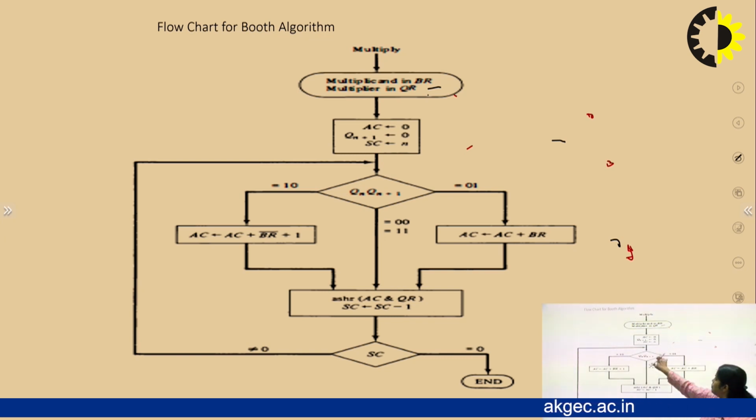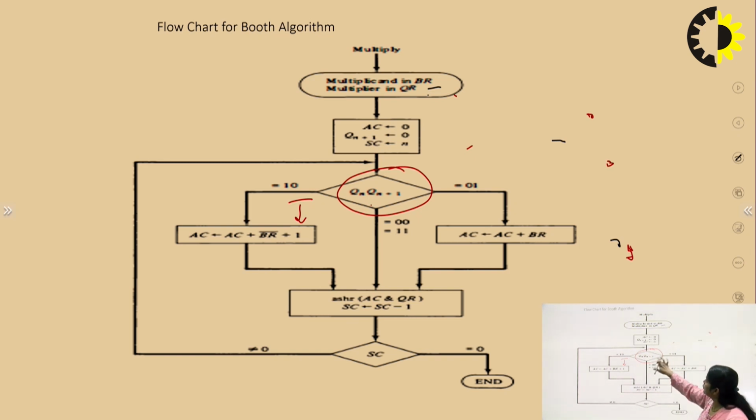Now, this is the main part, Qn and Qn minus 1. Qn is the last bit of the multiplier, that is, the QR register holds the last bit, and Qn minus 1 initially we consider as a 0. Whenever it is 1 0, you have to apply this operation. Whenever Qn and Qn minus 1 have 0 1, you can apply this one, and after that you can apply the arithmetic shift right. So, one by one we can start.